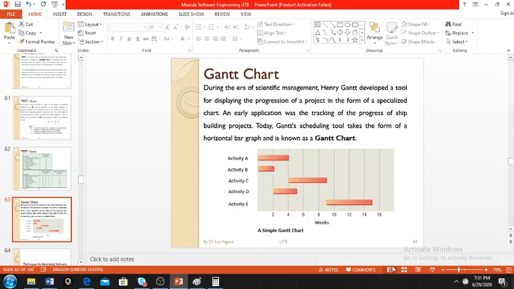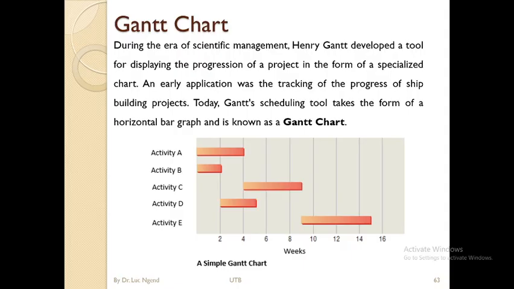Now for the rest, you can read. You understand that it was created by Henry Gantt. This is why we call it Gantt chart. Henry Gantt developed this to track the progression of a project. It's a very useful chart. Originally, it was used in building project construction, but there is no single project actually which does not use the Gantt chart. It's a very famous chart and a very simple one.